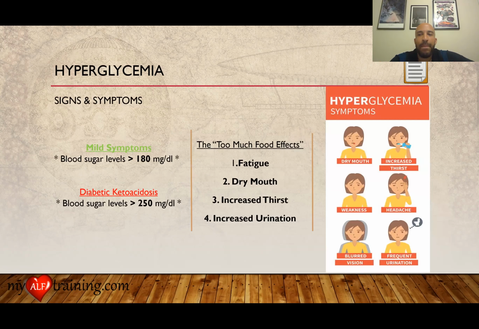Now, hyperglycemia. Hyperglycemia occurs when blood sugar levels are greater than 180. Greater than 180 is hyperglycemia.